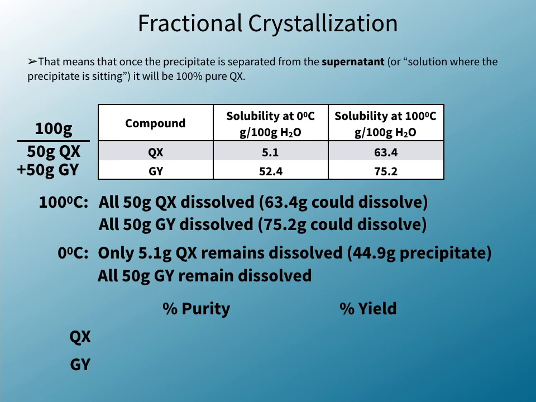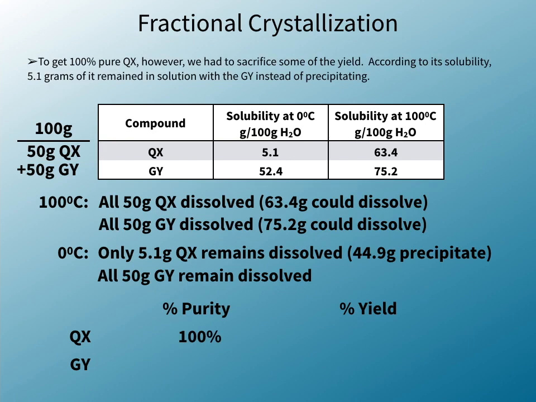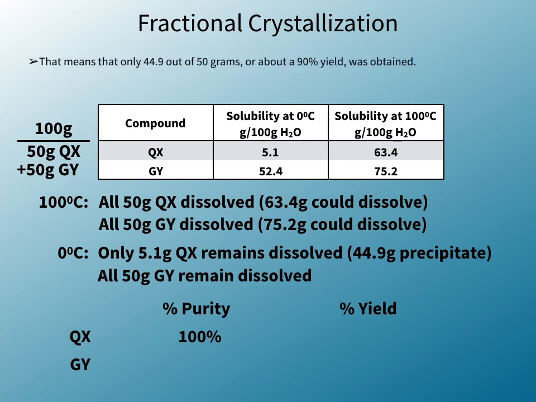That means that once the precipitate is separated from the supernatant, or solution where the precipitate is sitting, it'll be 100% pure QX. To get 100% pure QX, however, we had to sacrifice some of the yield. According to its solubility, 5.1 grams of it remained in solution with the GY instead of precipitating. That means that only 44.9 out of 50 grams, or about a 90% yield, was obtained.